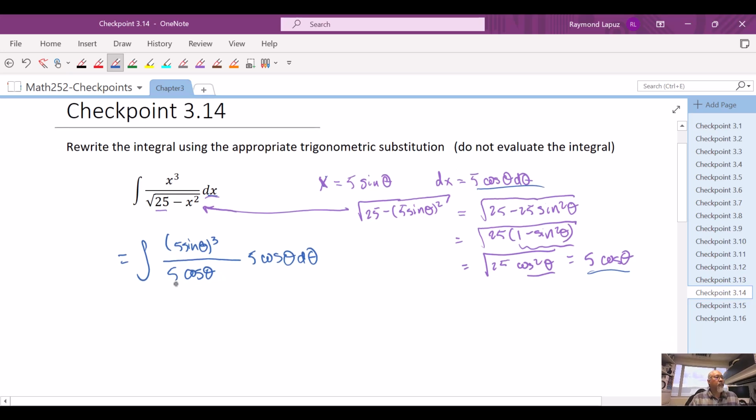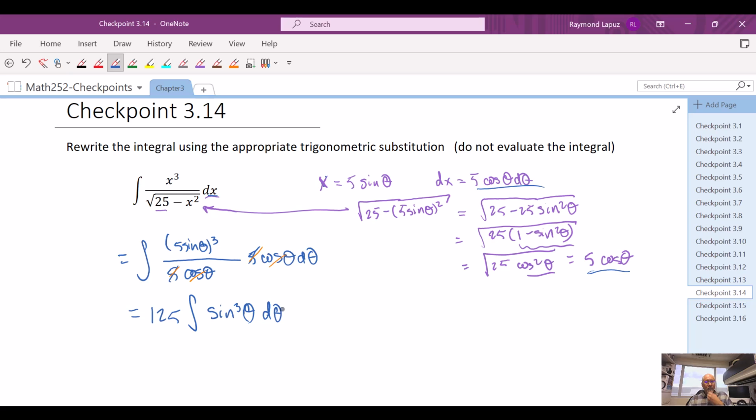All right, let's collect the 5s. There's a 5 here and a 5 here that would go away, so we have 5 times 5 times 5. That's 5 to the third power. 5 to the third power is 125 that we can take out of the integral. The cosines would also cancel, and all we're left with is the sine cubed theta d theta.